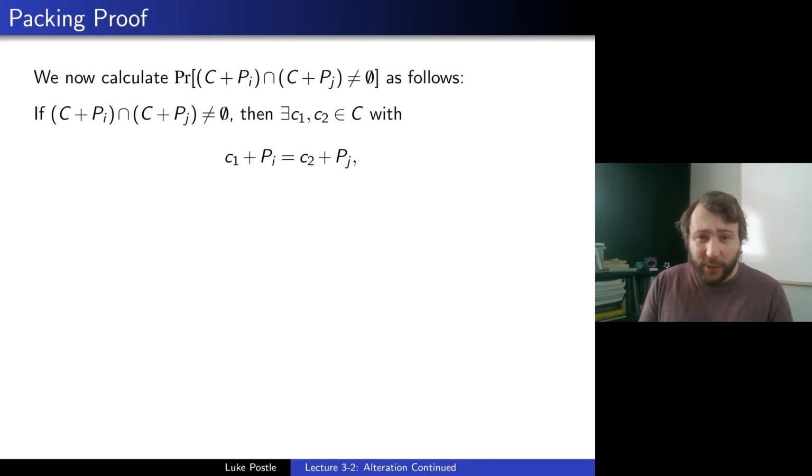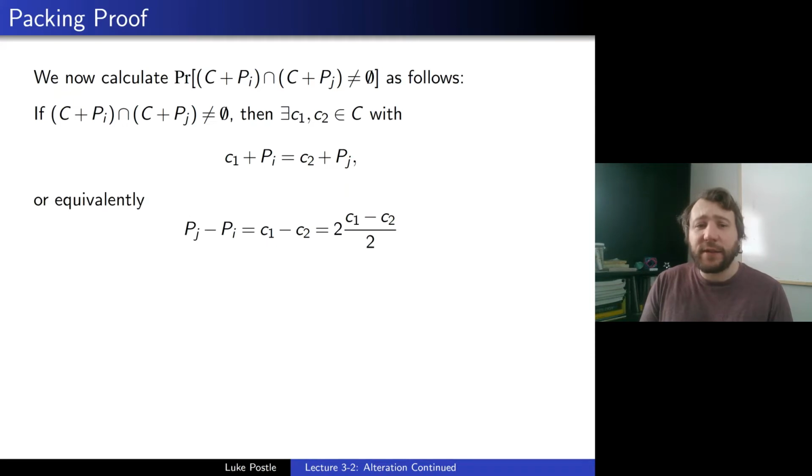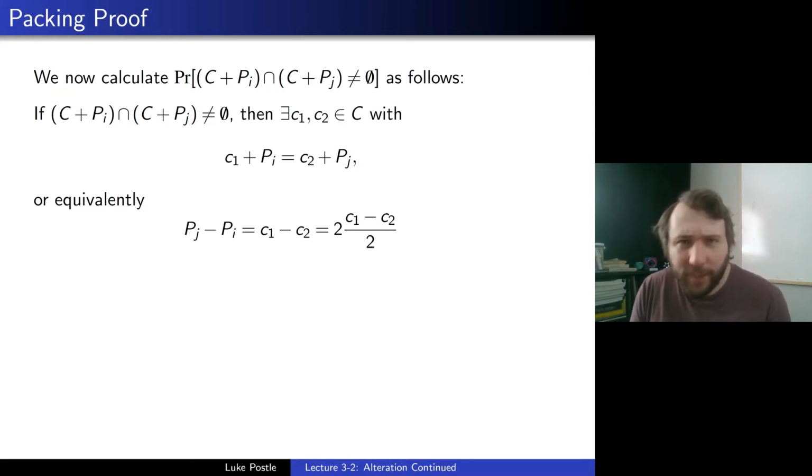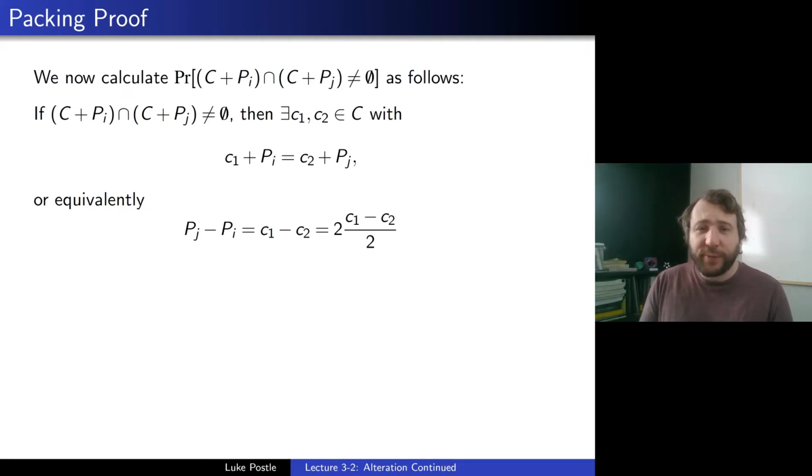Now, what is that equivalent to? We can rewrite this equation as p_j minus p_i, the two points, is equal to c1 minus c2. And what is that equal to? Well, it's equal to twice half. So it's equal to 2 times (c1 minus c2) over 2. Now, why do we do that? You say, well, here's where we use those properties about C that we assumed. So let's go through those properties.